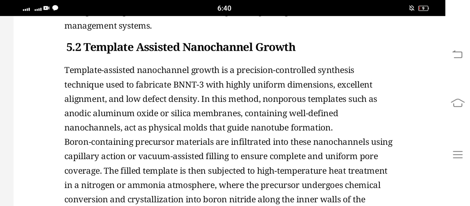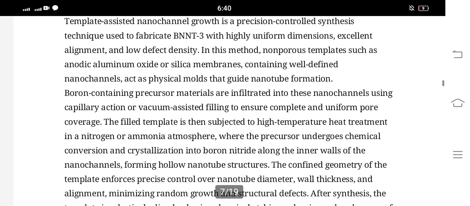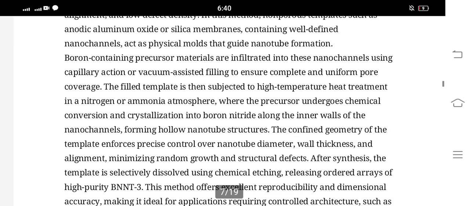In this method, porous templates such as anodic aluminum oxide or silica membranes containing well-defined nanochannels act as physical molds that guide nanotube formation. Boron-containing precursor materials are infiltrated into these nanochannels using capillary action. The filled template is then subjected to high-temperature heat treatment in a nitrogen or ammonia atmosphere, where the precursors undergo chemical conversion and crystallization into boron nitride along the inner walls of the nanochannels, forming hollow nanotube structures.